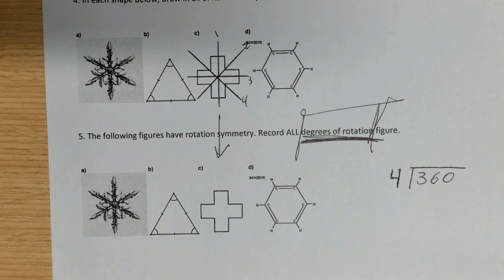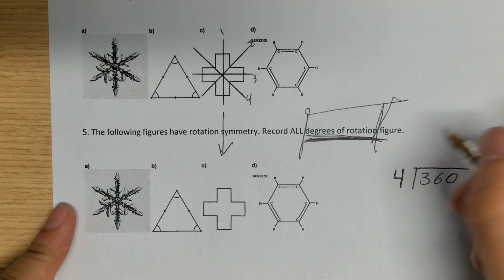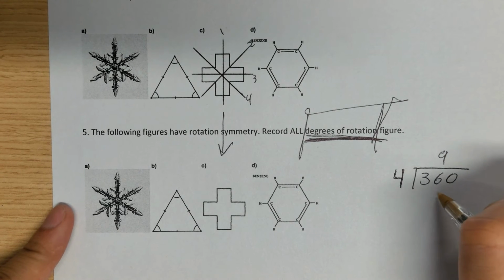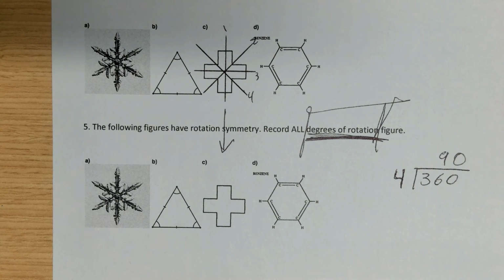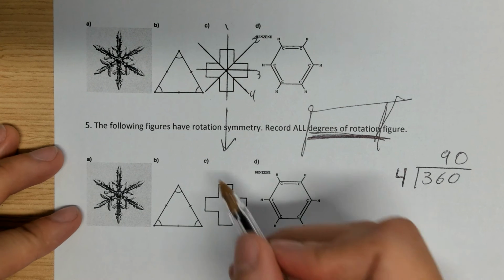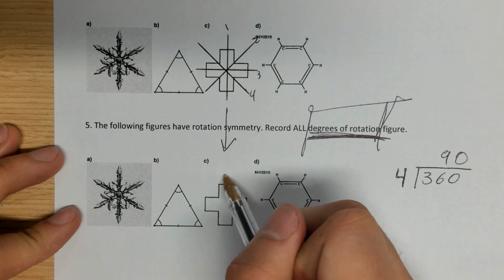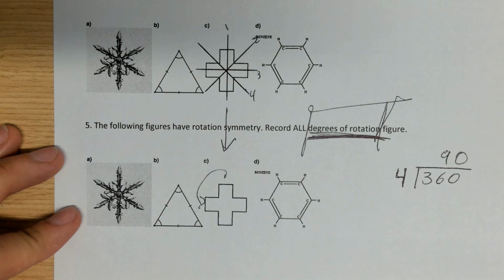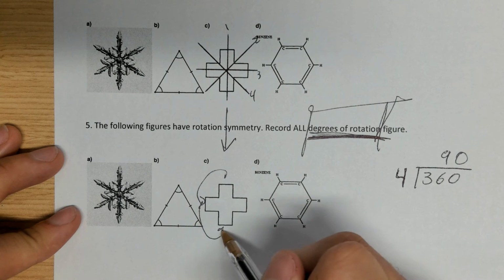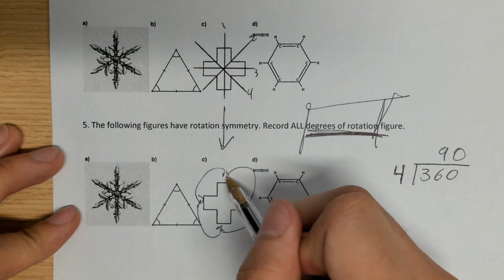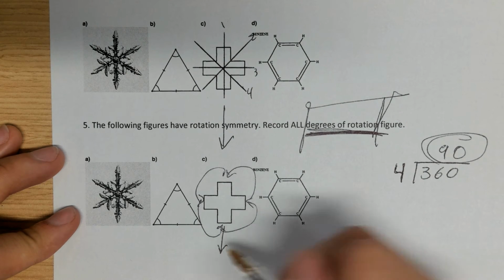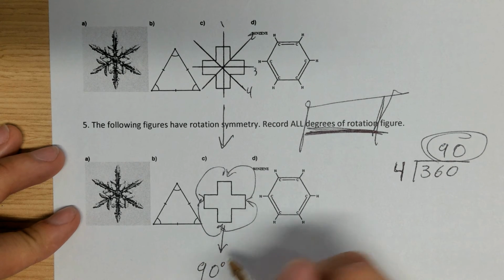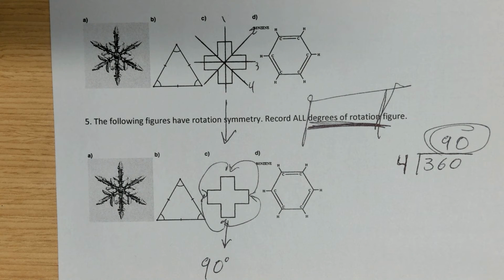So 4 divided by 360, it's going to give me 90. So guys, you're going to have an angle of rotation from here to here. That's going to be 90, and 90, and 90, and 90. Okay? So this shape is going to have 90 degrees. You want to rotate every time 90 degrees.